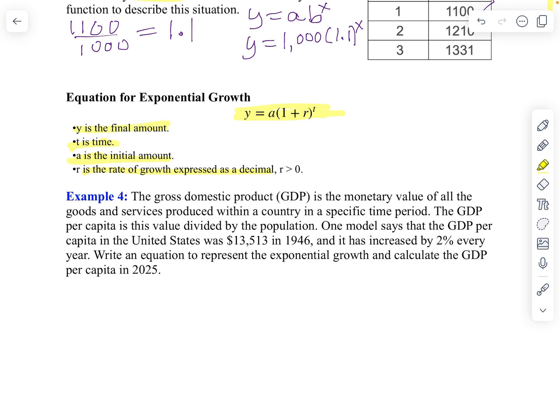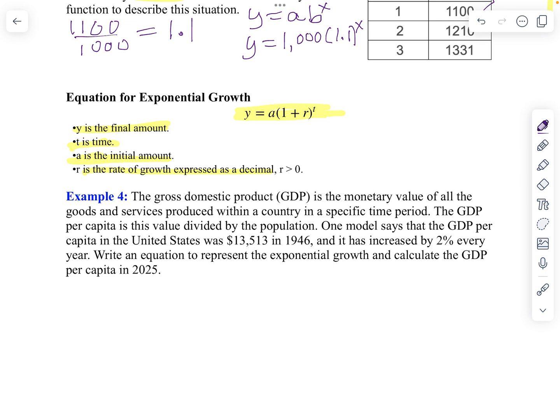So we take a look at example 4. It says the gross domestic product is a monetary value of all the goods and services produced within a country in a specific time period. The GDP per capita is the value divided by the population. So one model says the GDP per capita in the United States was $13,513 in 1946. And it's increased by 2% every year. I want to write an equation to represent that exponential growth.